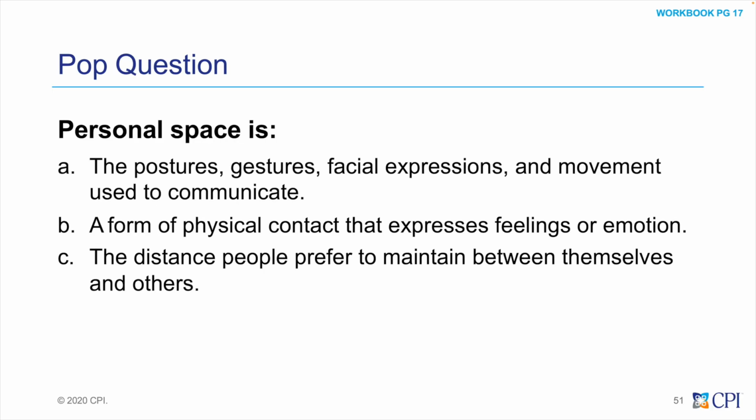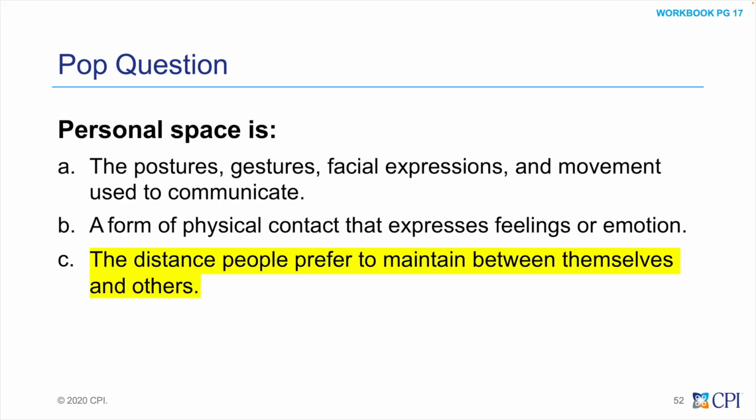Pop question. Personal space is the posture, gestures, facial expressions, and movement used to communicate, a form of physical contact that expresses feelings or emotion, the distance people prefer to maintain between themselves and others. And correct, it is C. The distance people prefer to maintain between themselves and others.